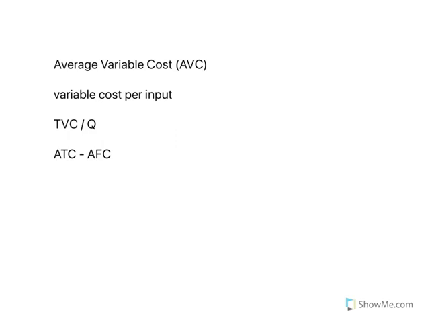So again, understanding the relationships between these cost functions, these short-run production costs, is very important. The next one is average variable cost, AVC. This is the variable cost per input. So on average, how much are my variable resources costing me? Total variable cost divided by Q, or average total cost minus average fixed cost. And the last one, I'm sure you're not surprised, is average total cost. Total cost per input: total cost divided by output, or I add my average fixed to my average variable.